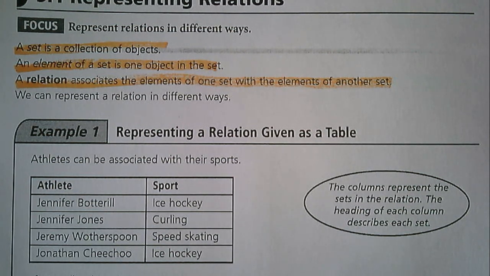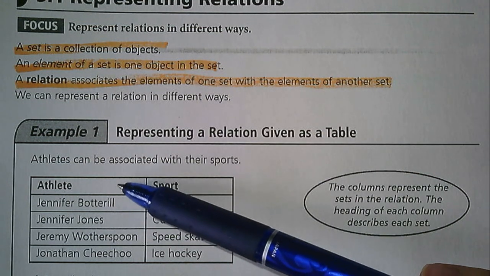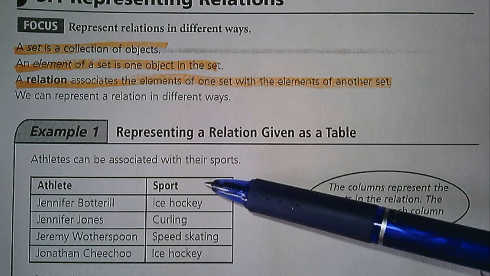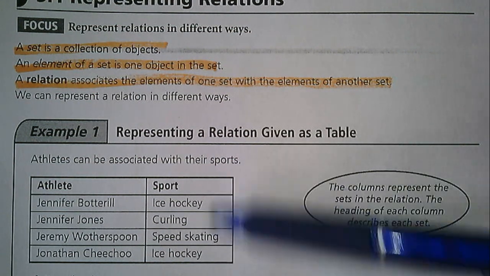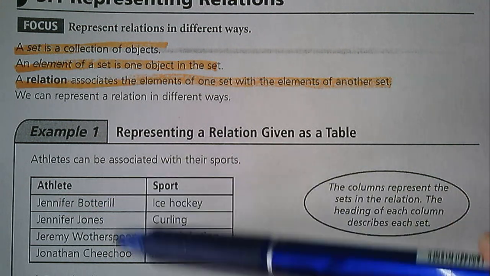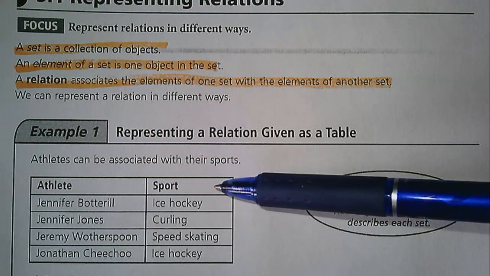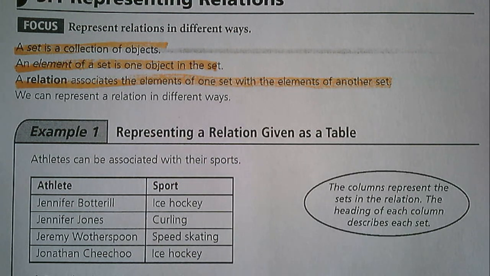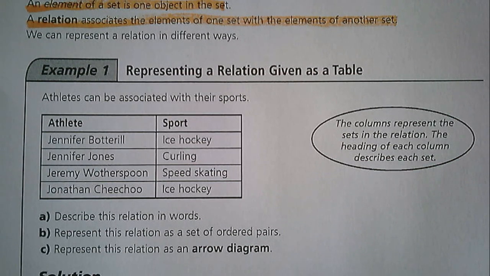The last term you should know is a relation. A relation associates the elements of one set with the elements of another set. In this case, if we look at the relationship between the athlete set shown on the left and the sports set shown on the right, our relation could be that the athletes on the left-hand side take part in the sports on the right-hand side. That's how we could describe that relationship in words, as was asked by the question. We could say that they take part in or they participate in.